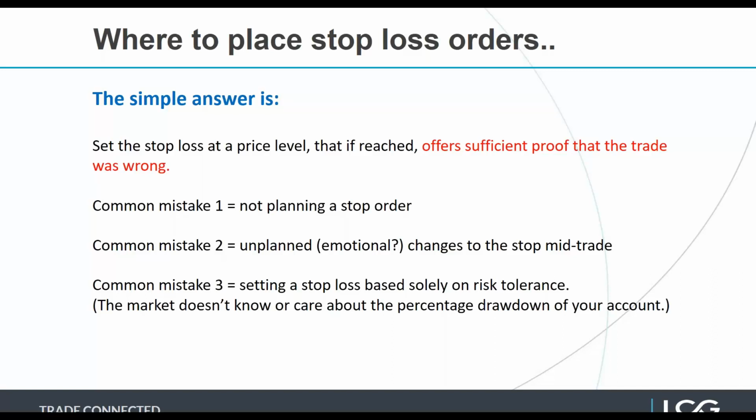So this is kind of the last, but we've basically explained all about stop losses at this point, what they are. This is just kind of the final bit. It's where to place the stop loss. Simple answer being that you set the stop loss at a price level that, if reached, offers you sufficient proof that the trade was wrong. Not that it's wrong, if you're following your system, it was right of you to place the trade, but sufficient proof that it's not going to work out, basically. It's probably going to end up not going to plan, if you like.